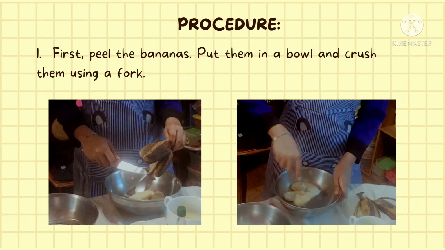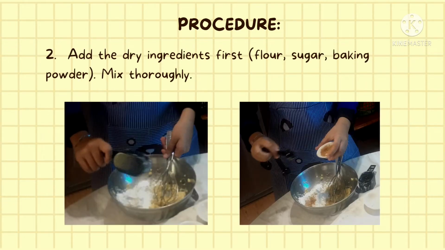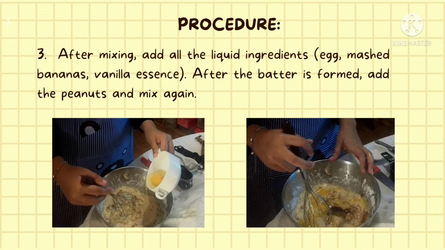Next, the procedure. First, peel the bananas. Put them in a bowl and crush them using a fork. Get a separate bowl. Add the dry ingredients first, which is flour, sugar, and baking powder. Mix thoroughly. After mixing, add all the liquid ingredients, egg, mashed bananas, and vanilla essence.